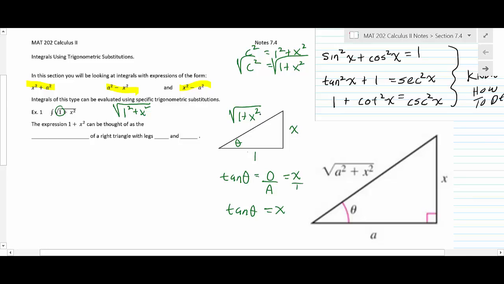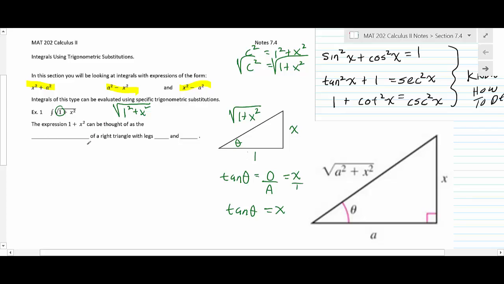So what happens on this is that 1 plus x squared becomes a hypotenuse of a right triangle where x is the side opposite. And then, like if that was a 4 instead of a 1, that would be a 2, right? If that was a 9, what would that be? A 3 and so forth. So you're setting up a triangle and applying the Pythagorean Theorem.